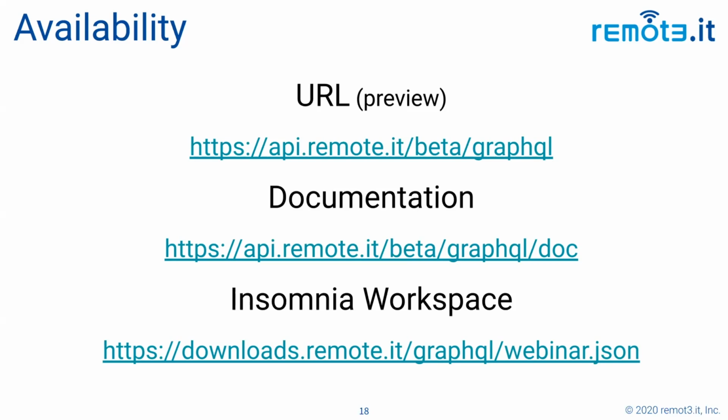Also, a lot of the queries I did are available at downloads.remoted/GraphQL/webinar.json. If you go to Insomnia, you can import. There's an import workspace, and you don't even have to download this. You can actually type that URL straight in there, and it will give you access to just about all the queries I've done. Of course, they're based on the names of my devices, so you're going to have to adapt to that, and you will have to specify a token in the headers, in the environment section. I just placed mine before this webinar, so you will have to do that.